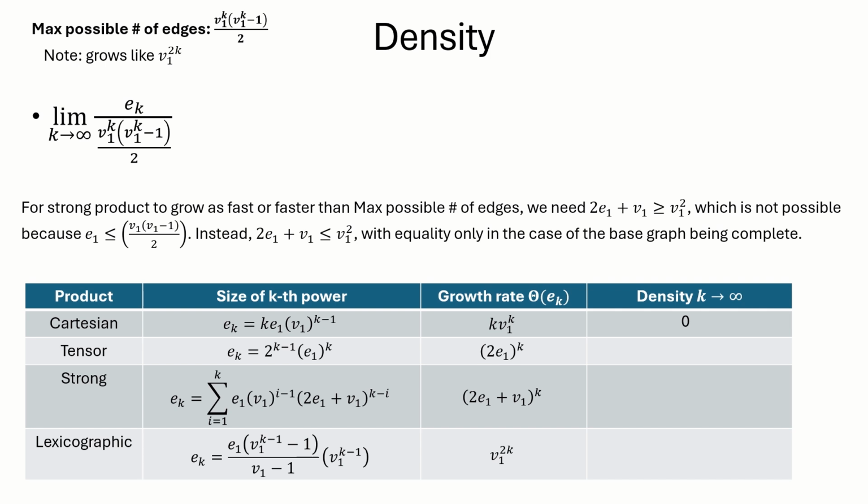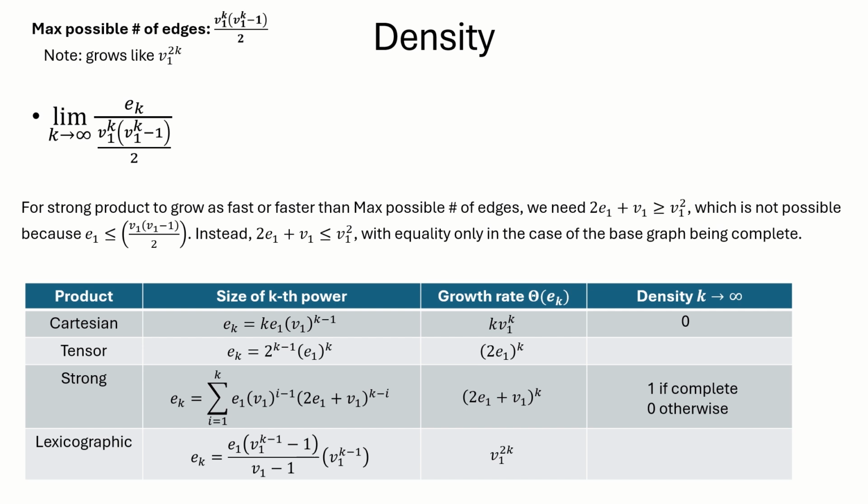However, E sub 1 is at most V sub 1 times V sub 1 minus 1 over 2. So 2 E sub 1 plus V sub 1 is at most V sub 1 squared. This occurs exactly when the base graph is a complete graph. For this case, the density remains fixed at 1 because a strong product of a complete graph stays complete. In all other cases, 2 E sub 1 plus V sub 1 is less than V sub 1 squared, and in the limit the density will go to 0.